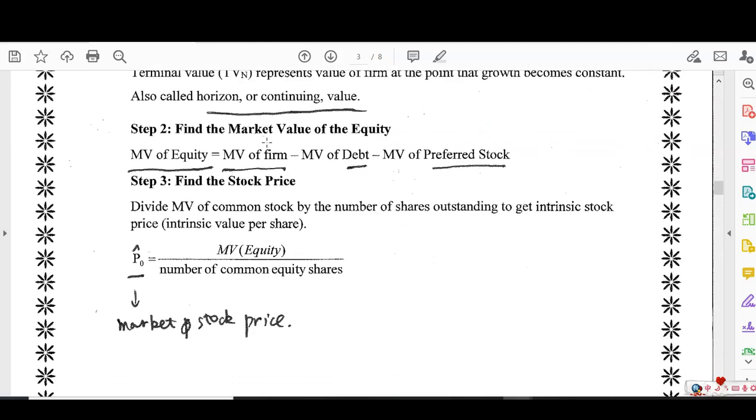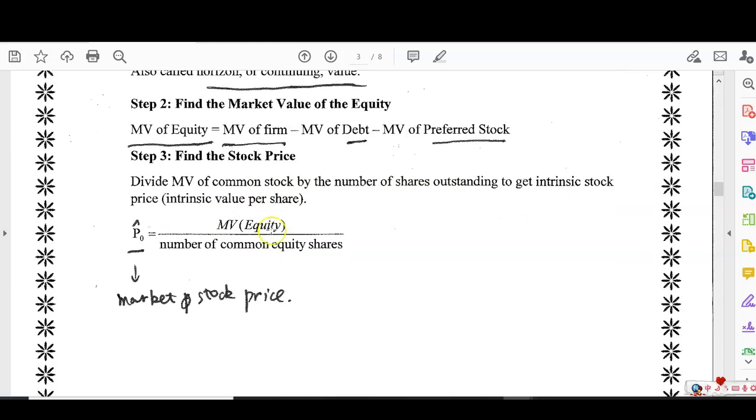After that, we can do our step 2 using market value of the firm minus market value of debt minus market value of preferred stock. So we have market value of equity left. And then we divide market value of common stock by the number of shares outstanding to get intrinsic stock price, intrinsic value per share. So we use this market value of equity divided by number of common equity shares. So we have P0, market stock price.